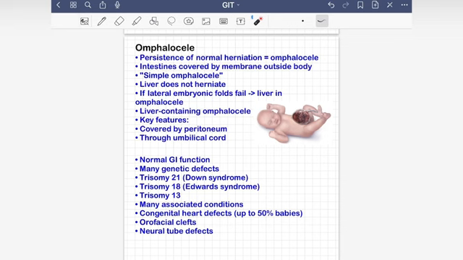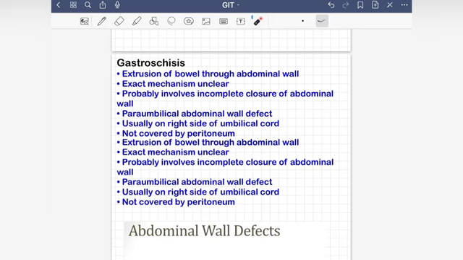A related congenital anomaly to omphalocele is called gastroschisis. Gastroschisis is the extrusion of the bowel through the abdominal wall. The exact mechanism is not clear. It probably involves incomplete closure of the abdominal wall. Importantly, the bowel will herniate through a para-umbilical defect. It won't be through the umbilical cord. It is usually on the right side of the umbilical cord, and the intestines are outside of the abdomen and are not covered in peritoneum. And this distinguishes gastroschisis from omphalocele.